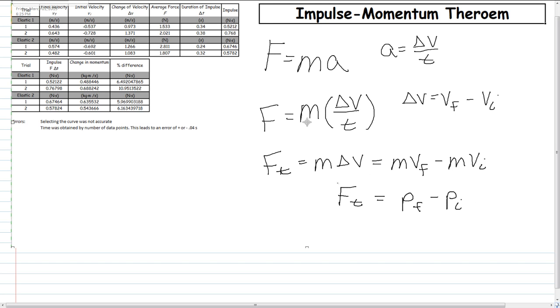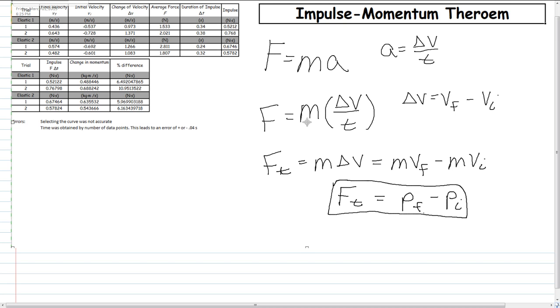So this is the impulse momentum theorem, and we can use this to calculate how much a force over a period of time will change the object's momentum. So in this case, a large force over a very short period of time will cause a large change in momentum, and also a small force over a long period of time will also cause a large change in momentum.